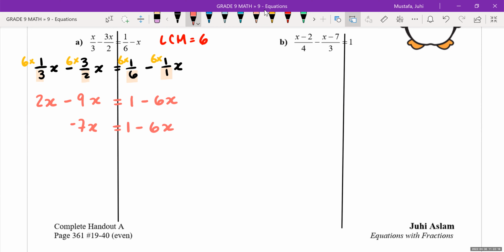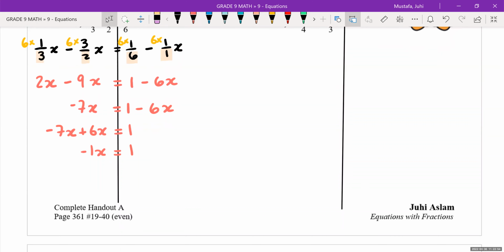Now, what am I trying to do here? What should I be gathering together? Yeah, so what do I have to move? Yeah, I'm just going to move the 6x to this side. So the -7x will stay here. When I move the -6x over, it's going to become +6x. And that's going to be equal to 1. Does this make sense so far? Am I allowed to add -7 plus 6 in this question? Yeah, because they're like terms. So that's going to give me -1x is equal to 1.